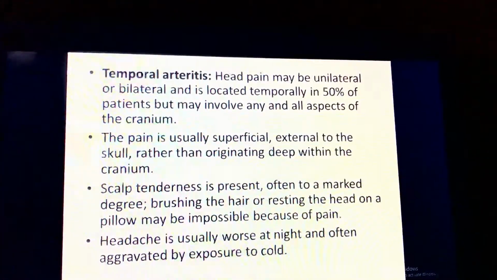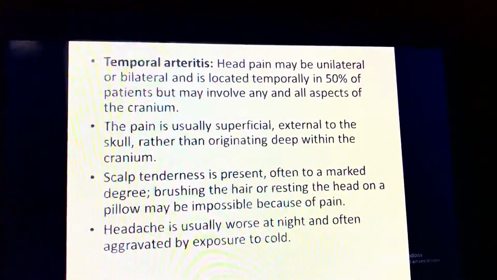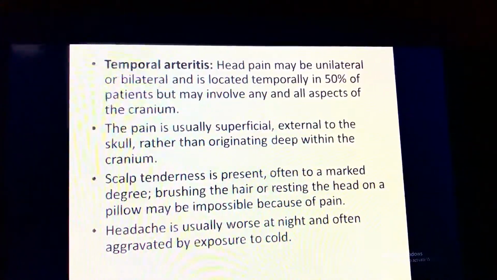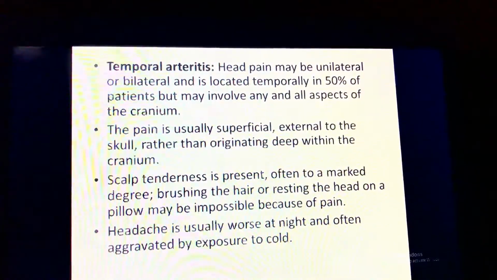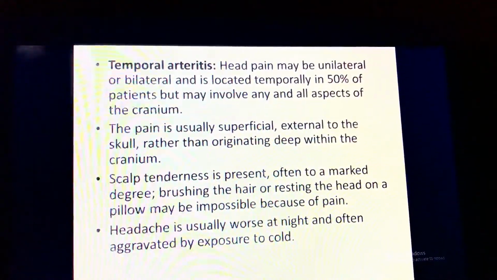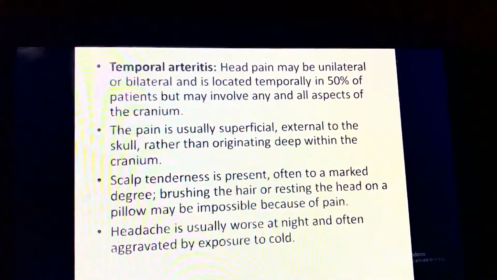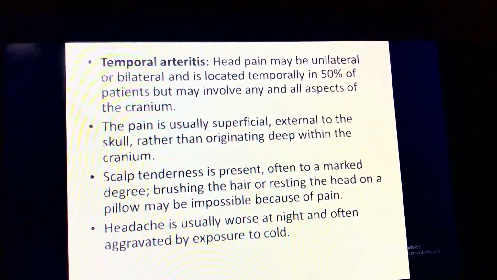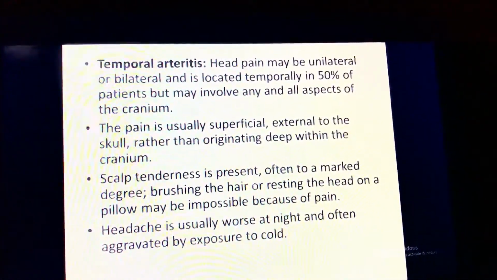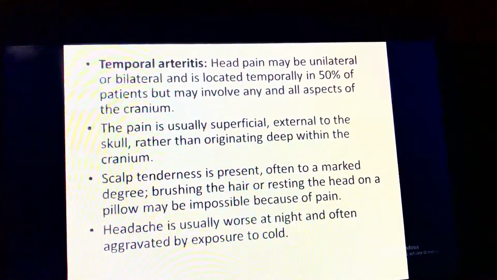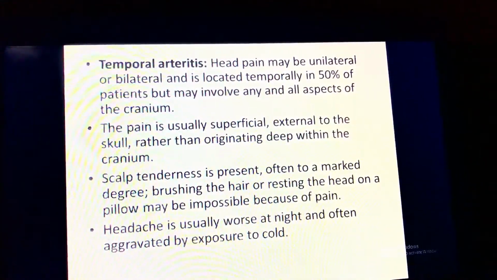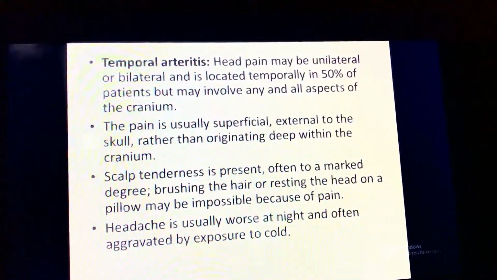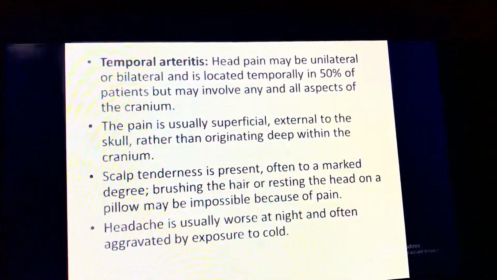Temporal arthritis. The head pain may be unilateral or bilateral and is located temporally in 50% of patients, but may involve any and all aspects of the cranium. This is temporal arthritis now. Head pain may be unilateral or bilateral and is located temporally in 50% of patients, but may involve any and all aspects of the cranium.